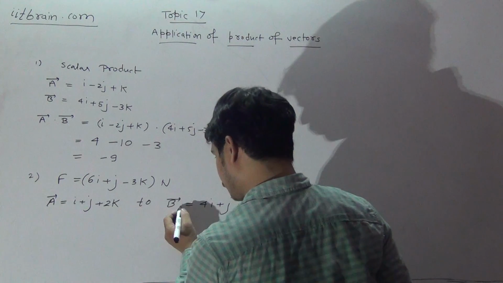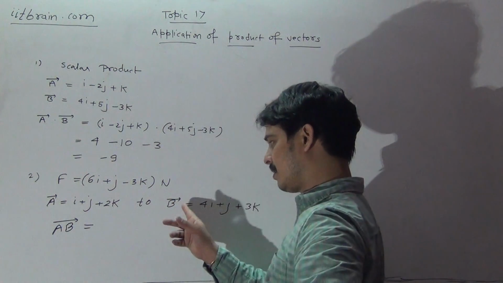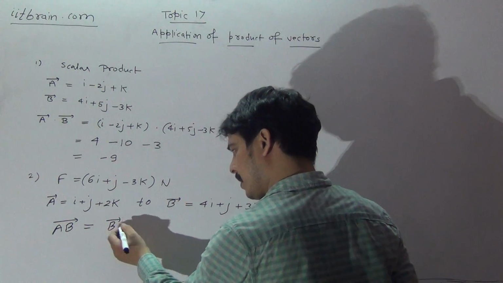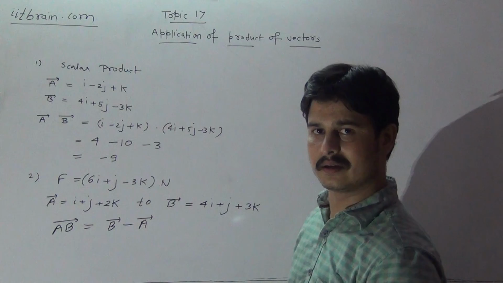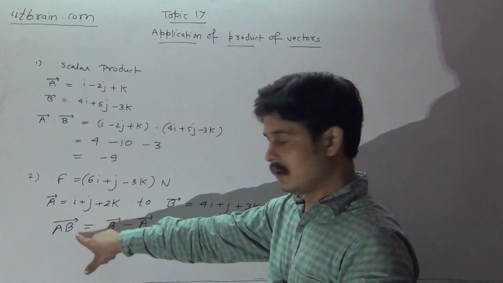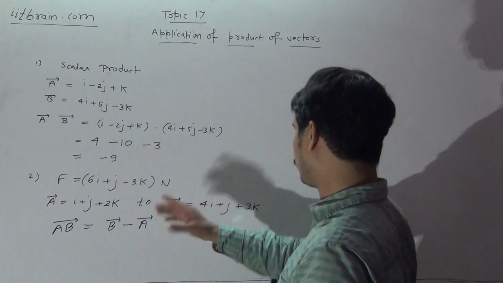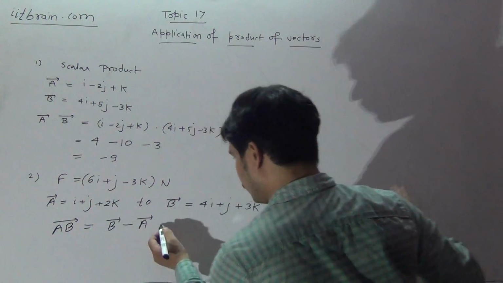We can obtain the displacement AB by subtracting the A vector from the B vector. We know it very well from the start of our vector theory discussion. To get the AB vector, you have to subtract the A position from the B position. So AB vector is B vector minus A vector.